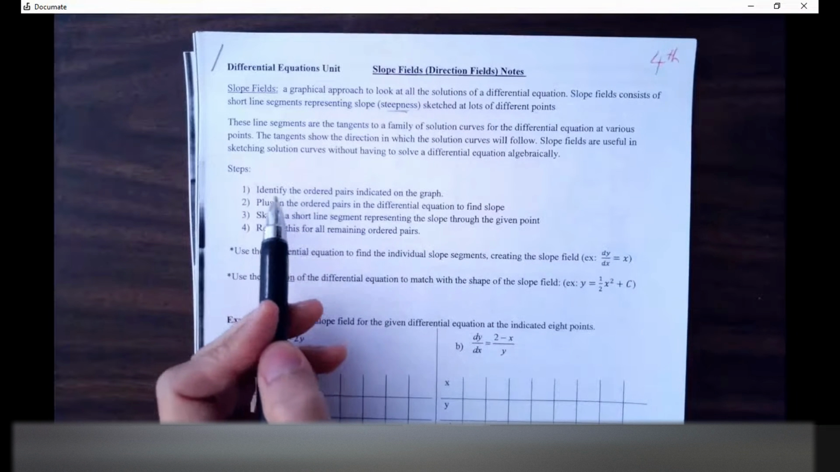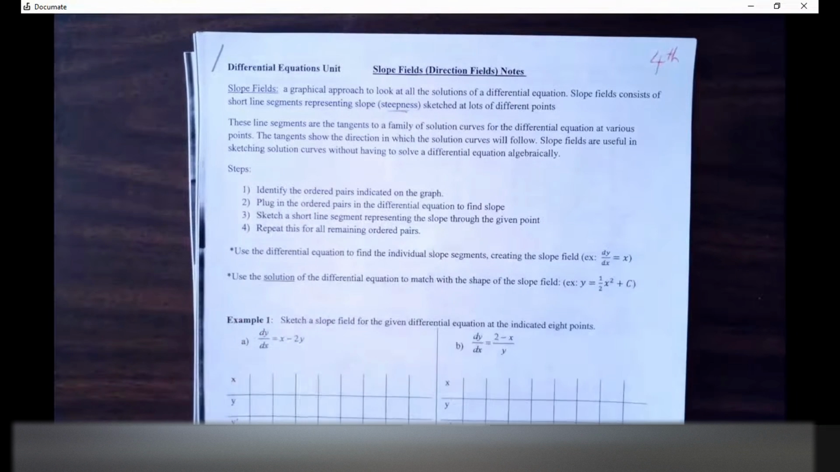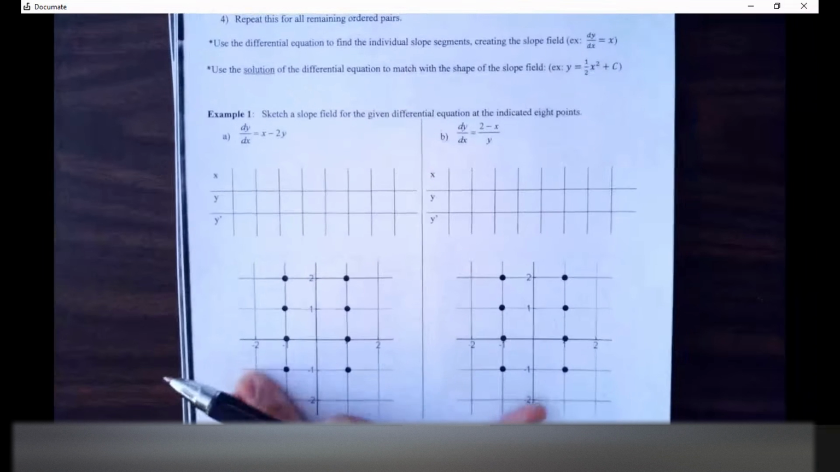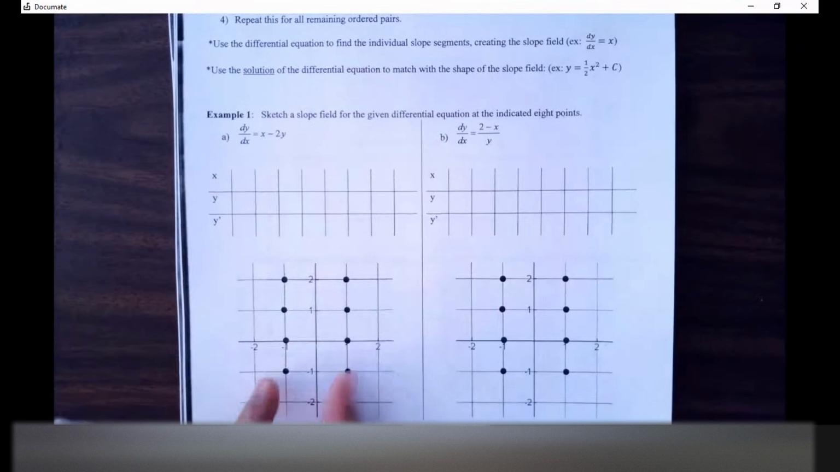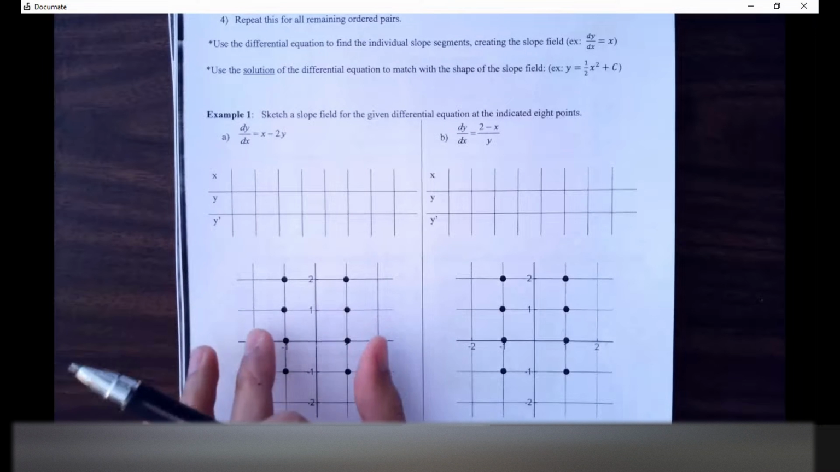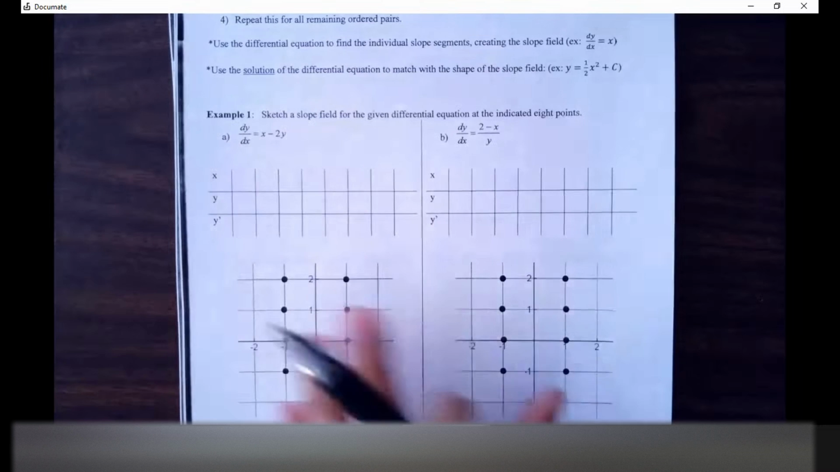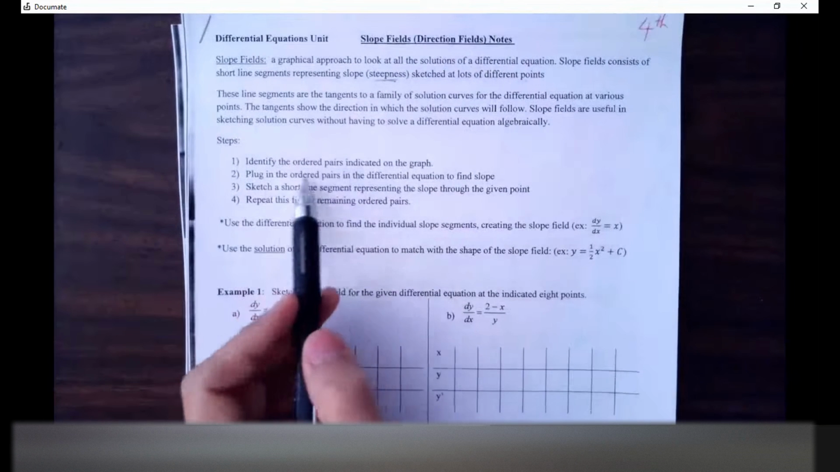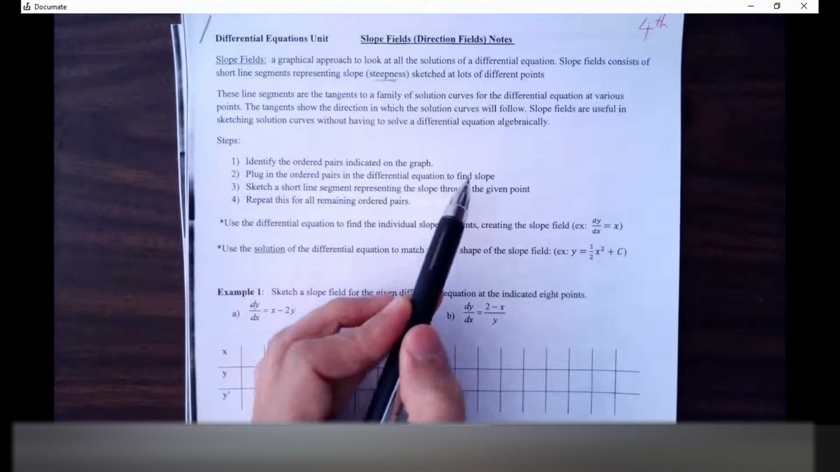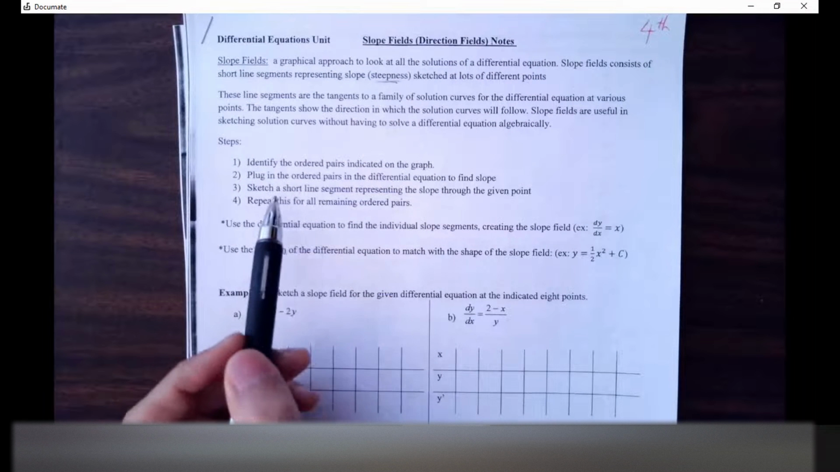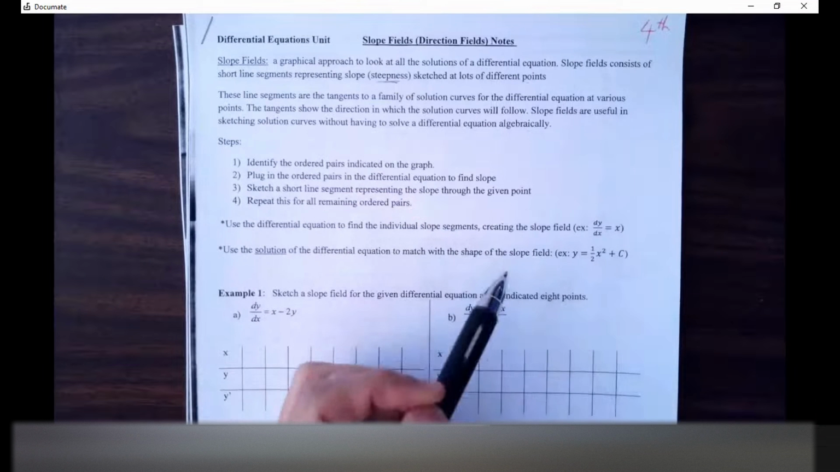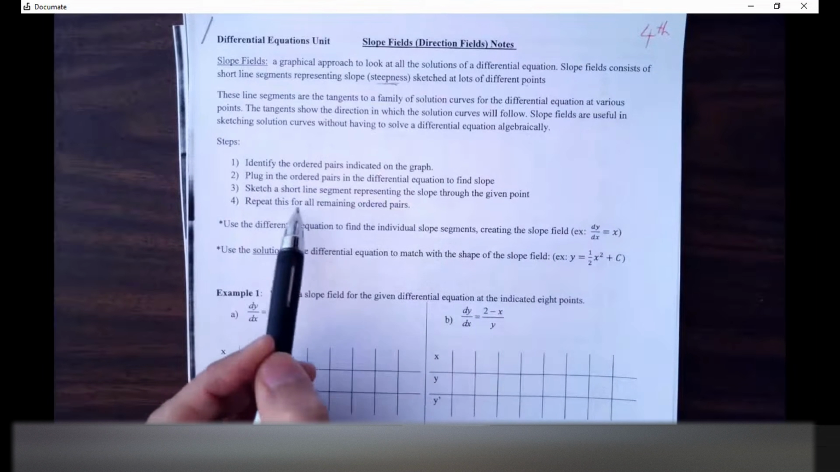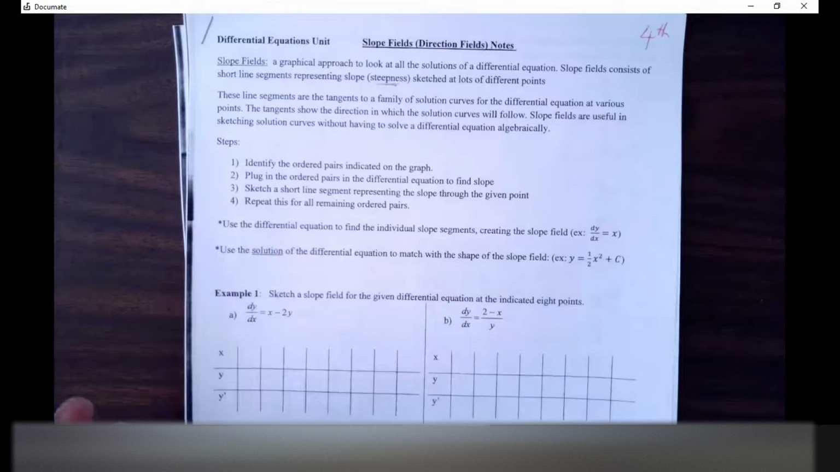So here are the steps. We're going to be identifying ordered pairs indicated on the graph. When we're creating slope fields, we're only going to be doing it at just a few points. We're not going to get a full picture, but we're creating enough to show that we understand how to create it if we were to create the full picture. Next, we're going to plug the ordered pairs into the differential equation to find the slope. Then we're going to sketch short line segments representing the slope through that given point. And finally, we're going to repeat this process for all the remaining ordered pairs.